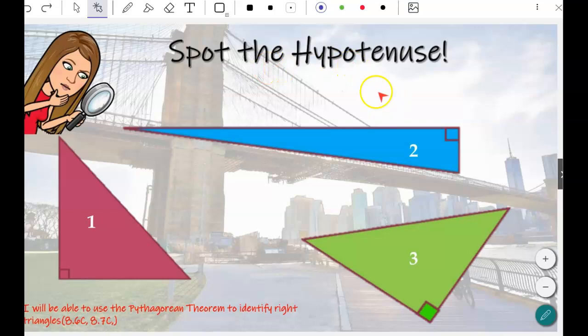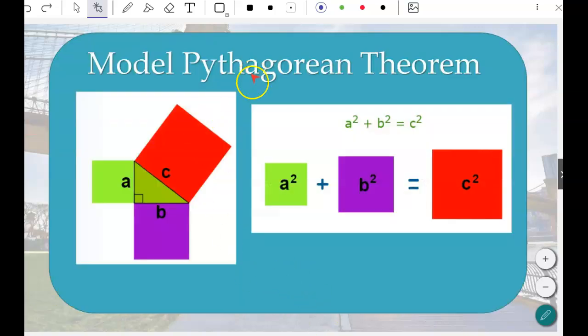So if you're looking at these triangles, the first one here says spot the hypotenuse. It's going to be across from it, so this side right here. Number two, our blue one, across, it's going to be this side. And three, across here, right here. It is important that you know how to find that hypotenuse. Just look for that right angle, go across. That's it.